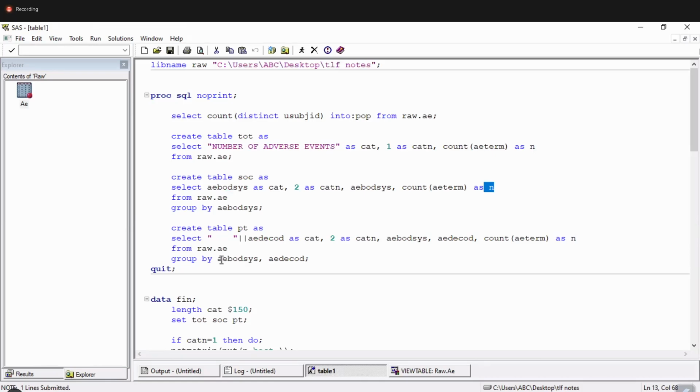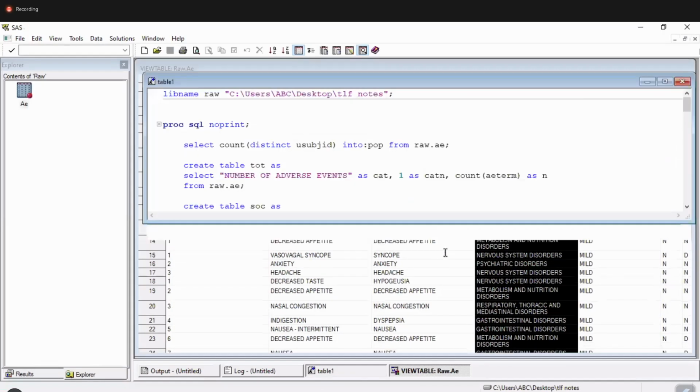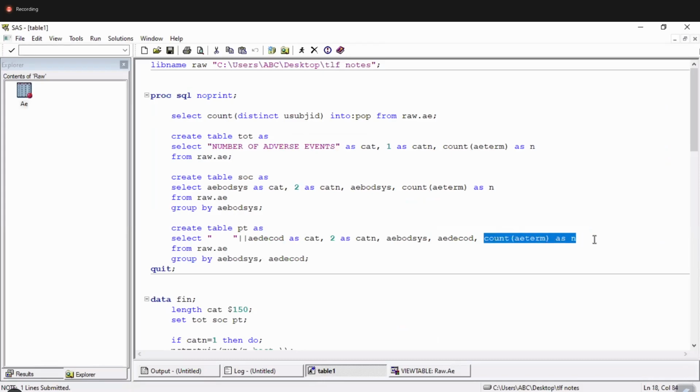Next, I'm grouping by AE body system and AE decode. Means under each body system, under each AE decode, how much is the count? The count will come here. Okay, clear?